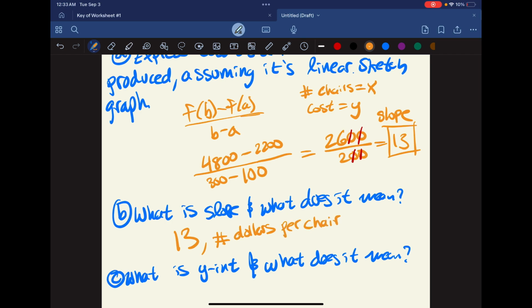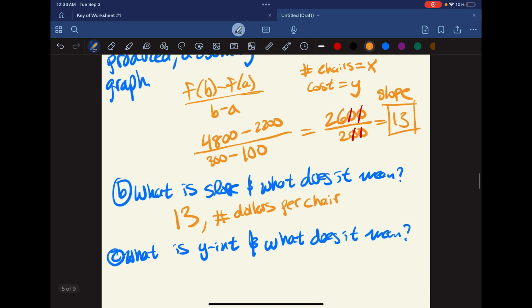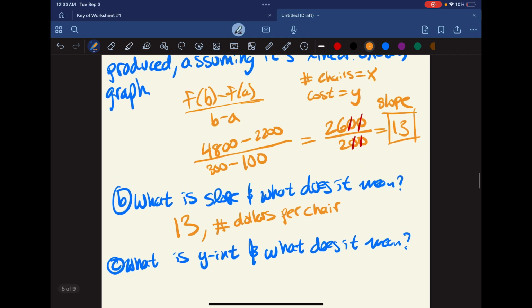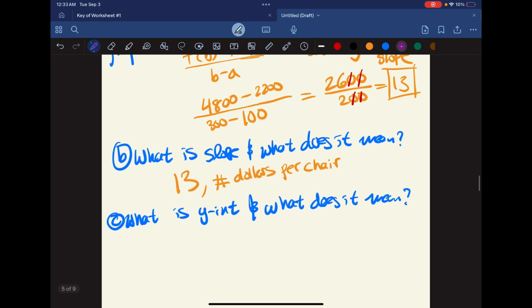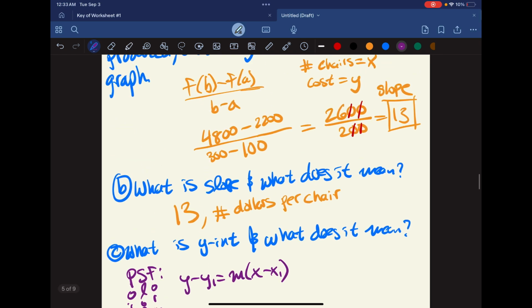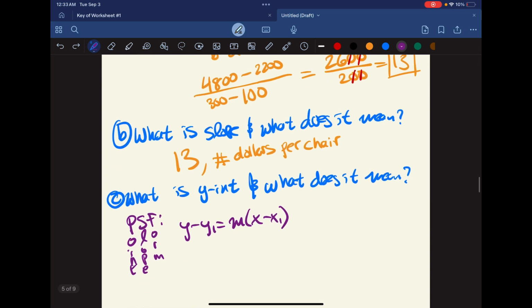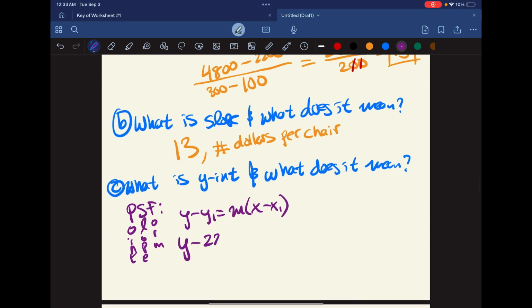And then what is the y-intercept? Oh, we gotta find that still. So you might remember point slope form. Okay, I'm gonna do these calculations down here. Point slope form is y minus y1 equals m times x minus x1. So then we plug in a point on our graph, and we'll just do the one with the smaller numbers, because that's just generally easier to work with.